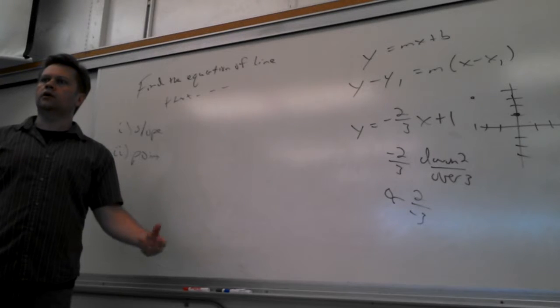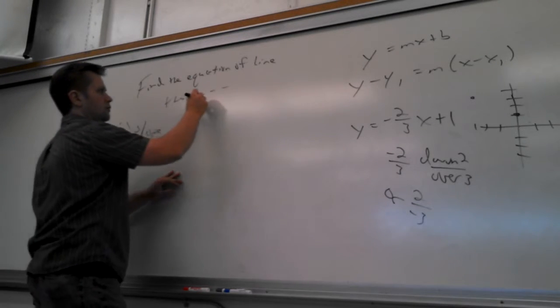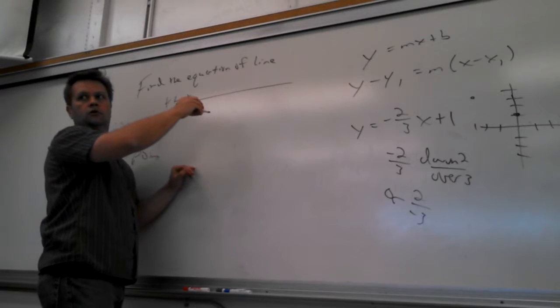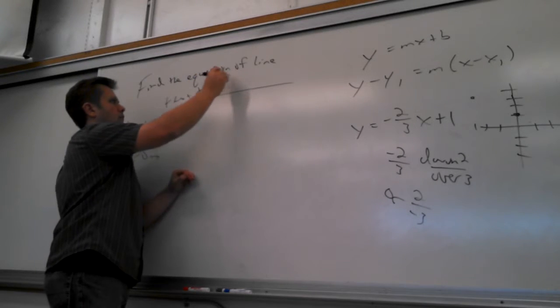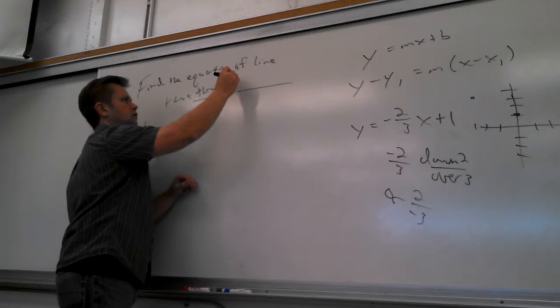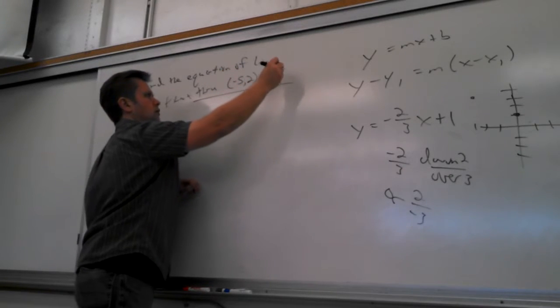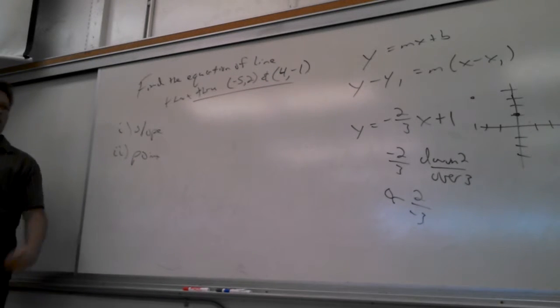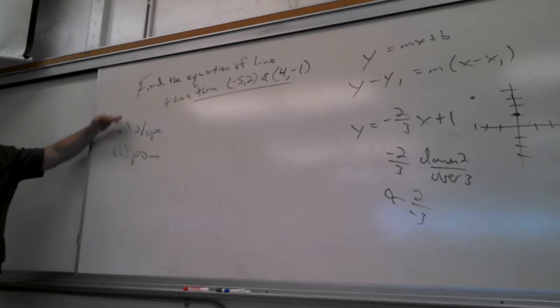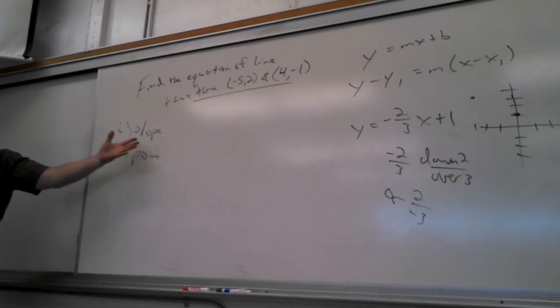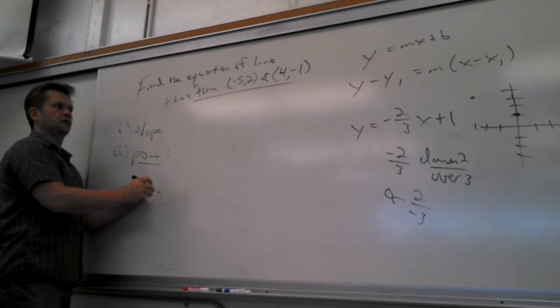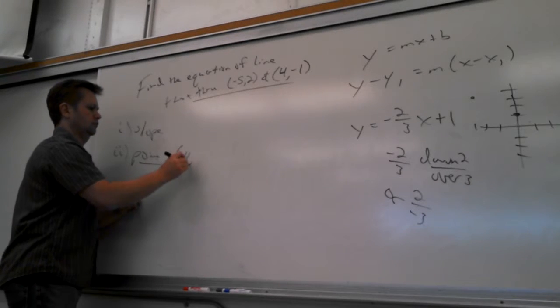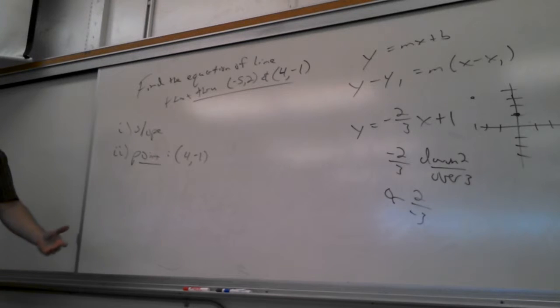Okay, so in that problem, what information did I give you? 2 points. Goes through negative 5, 2 and 4, negative 1. So which one of these pieces of information is just given to me? I got 2 points, so pick a point. Which point do you want to use? 4, negative 1. Sure, it doesn't matter. Why doesn't it matter? Because they're on the same line, so mathematically I'm going to get the same equation whichever point I use. It's the same line.